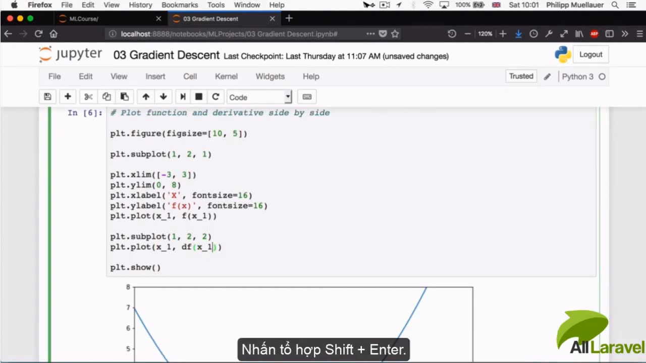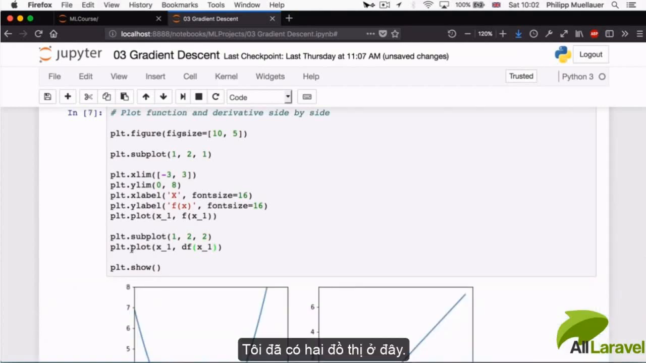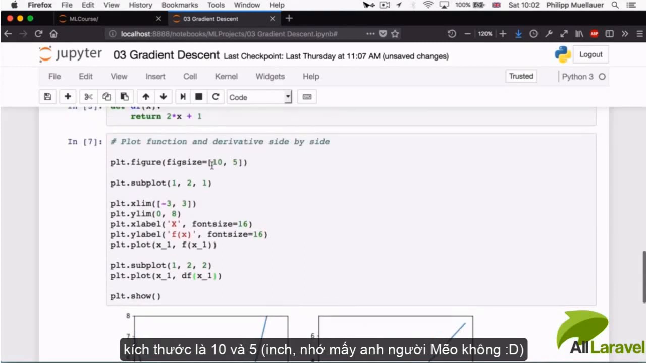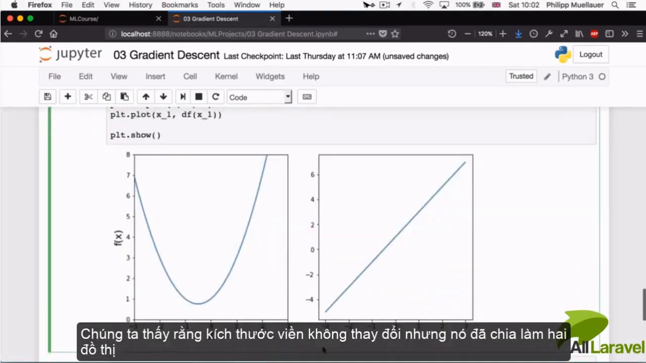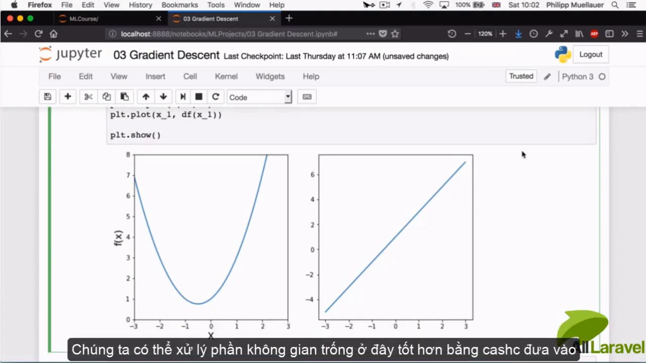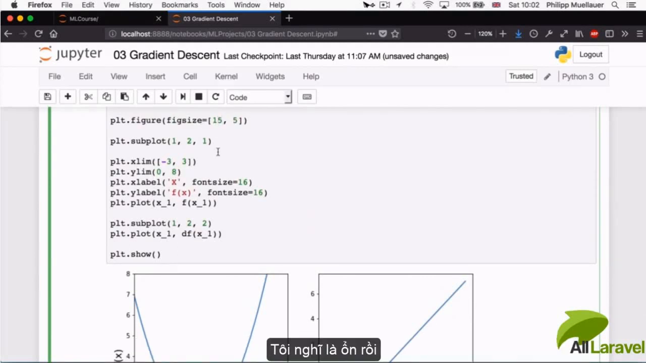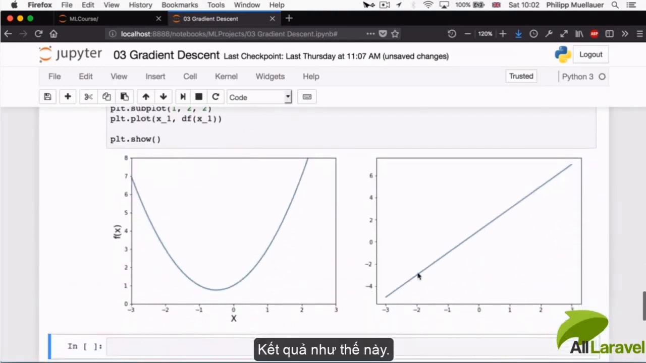Let's see what happens now if I press Shift Enter. Aha! So I've got two plots now. You see this? Two plots side by side, and they're still occupying the same space as before, right? The overall figure is still 10 by 5. So we can see here the figure size hasn't changed, but now it's split with two subplots taking up that same space. I can probably make use of this space here on the right a little bit better by maybe making this 15 by 5. I think that should be about right. So I press Shift Enter, I get it like this.